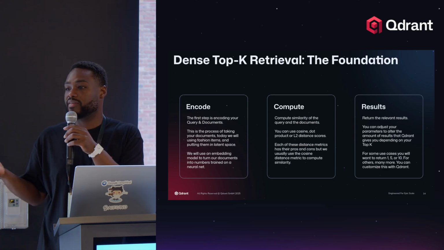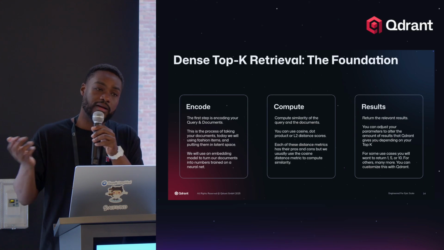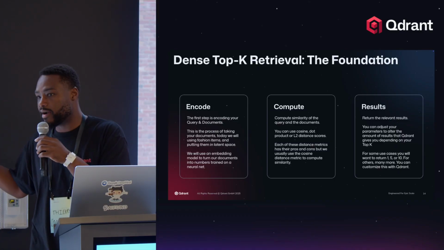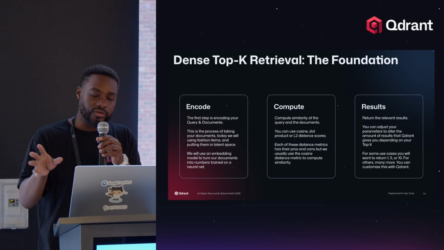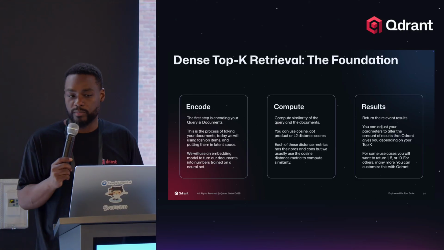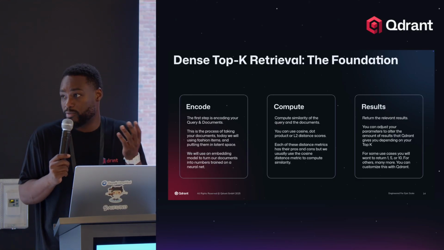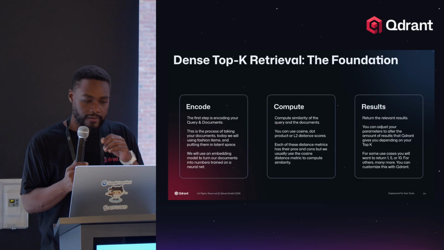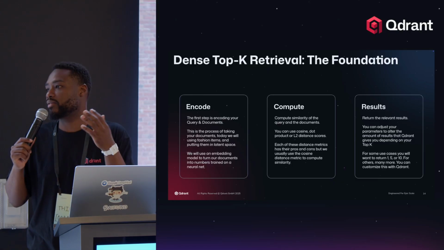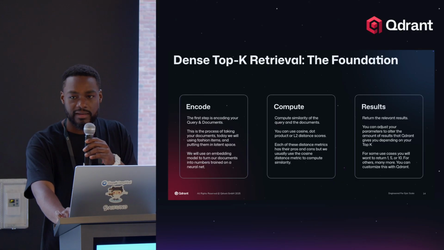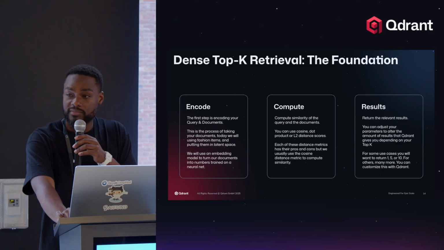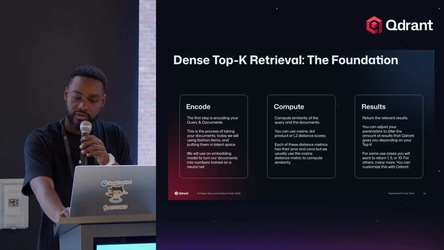Then we need to compute the similarity. So you've got cosine similarity, dot similarity, L2 similarity. Today we're going to be using cosine, and that's usually what we recommend for starters. But for your specific use case, maybe you have a different distance metric you want to use. And then finally, returning the results. So you can actually edit even the amount of results that come back. Sometimes you just want the top one. Sometimes you want the top 1,000. It depends on your use case, of course.